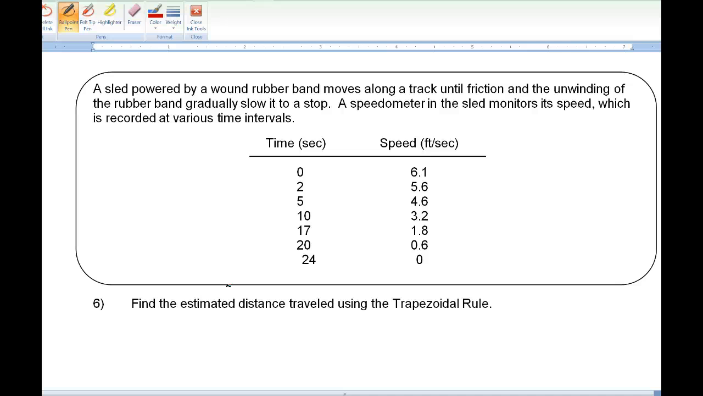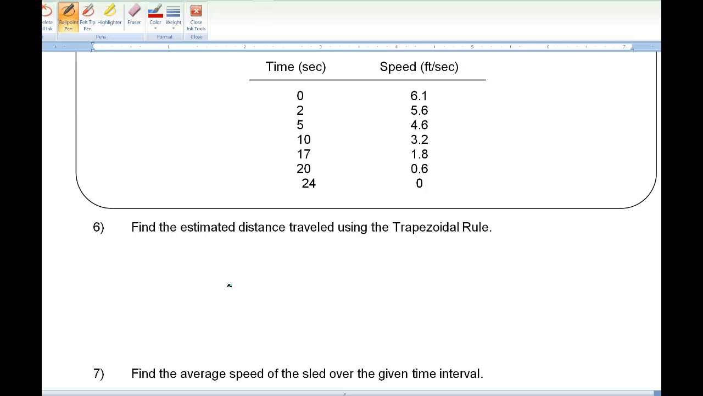But from 0 to 2 seconds is a time interval of 2 seconds, but 2 to 5 is a time interval of 3 seconds. So basically what we're going to do using the trapezoidal rule is a whole bunch of trapezoids added together. Does that make sense? To find the total distance traveled. Okay, the distance traveled.